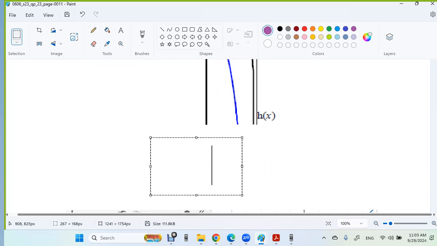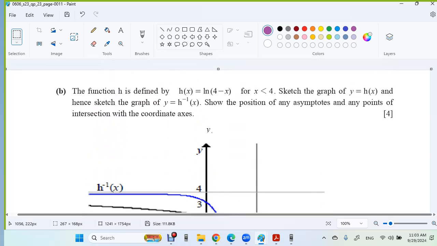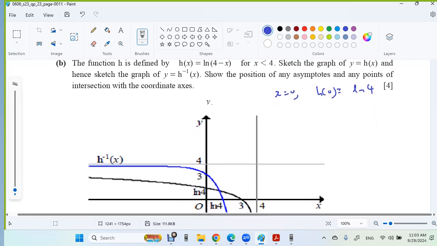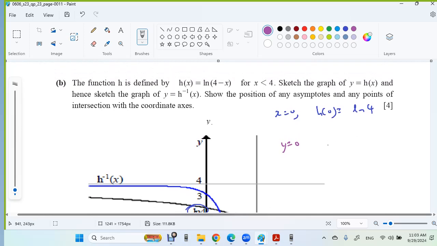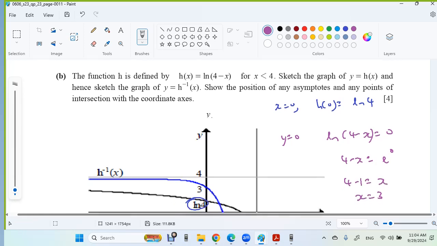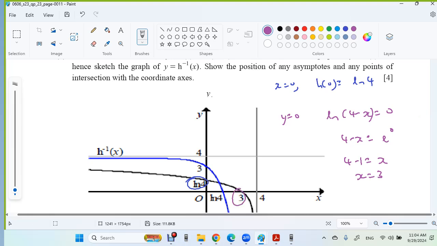So this one, when the x is 0, h of 0 is ln 4. So this is ln 4 here. When y equal to 0, then we have ln of 4 minus x equal to 0, 4 minus x equal to e power 0, 4 minus 1 equal to x, equal to 3. So 3 here.